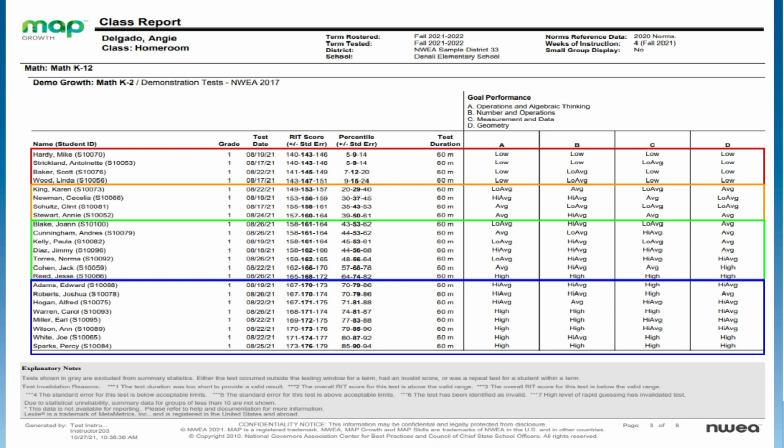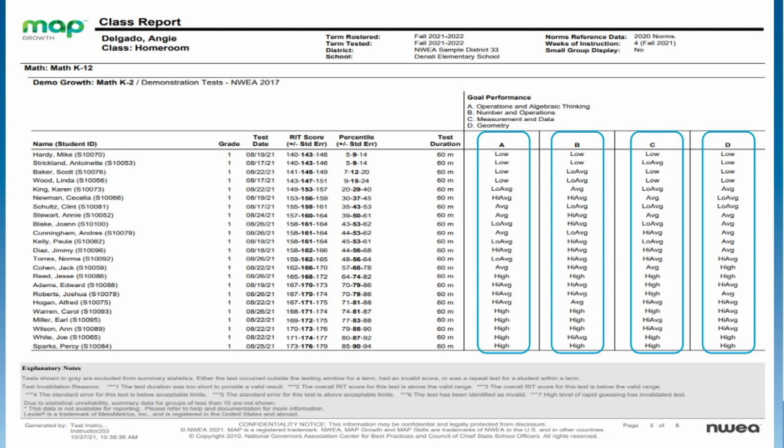That's at the RIT score level, but maybe we can inform different groups by looking at the different instructional areas. So although this student here, Miss Newman, is scoring a 156, she's really strong in terms of operations and algebraic thinking. So she might be in a higher group when we're dealing with that particular instructional area, but maybe needs some other support in one of the other areas.